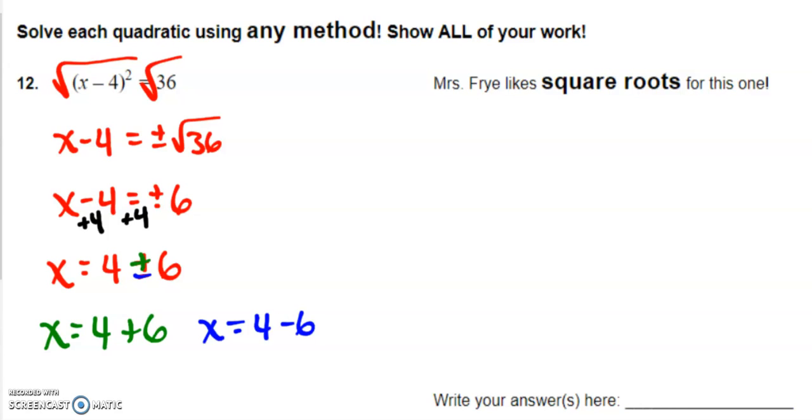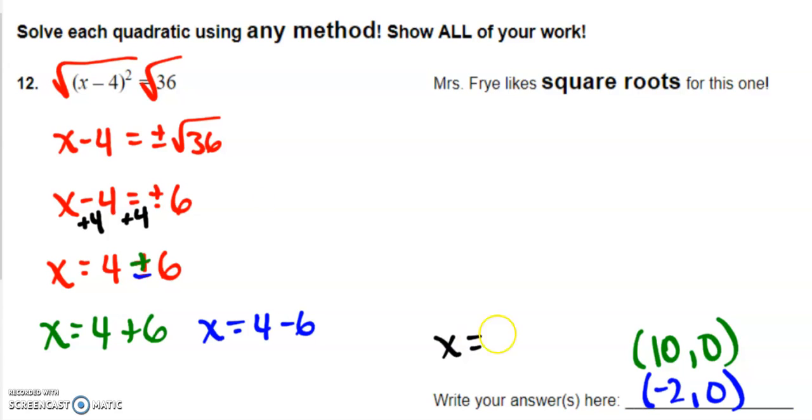So 4 plus 6 is 10. So I'm going to have 10 comma 0, and I'm going to have negative 2 comma 0. Or if you wanted to, because it doesn't say they have to be ordered pairs, you could just write x equals 10 and x equals negative 2. Either form would be acceptable because it's not specific.